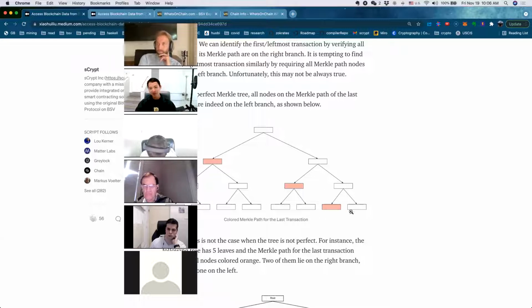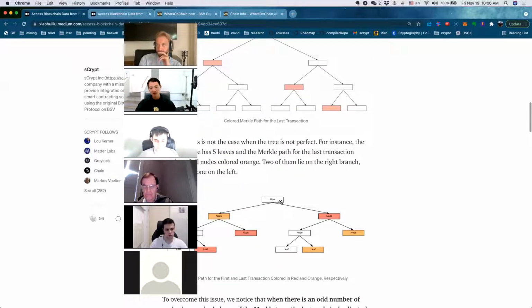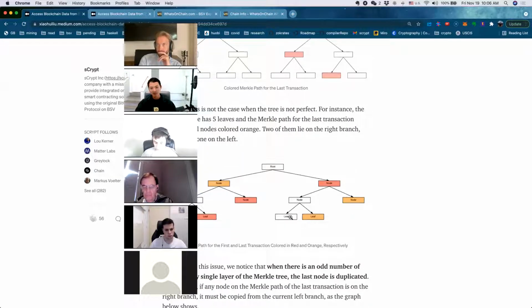Seems doable here, right? If it's a full tree, you see here, this is the Merkle path for the last one, and it's all on the left. But unfortunately, this doesn't hold if the tree is not perfect. For example, the counter example here: this block has 5 transactions, and this is the last transaction. This is the Merkle proof, but you can tell this 2 is not on its left branch. Actually, it's on the right branch. Only this one is on the left branch. So what do we do here?